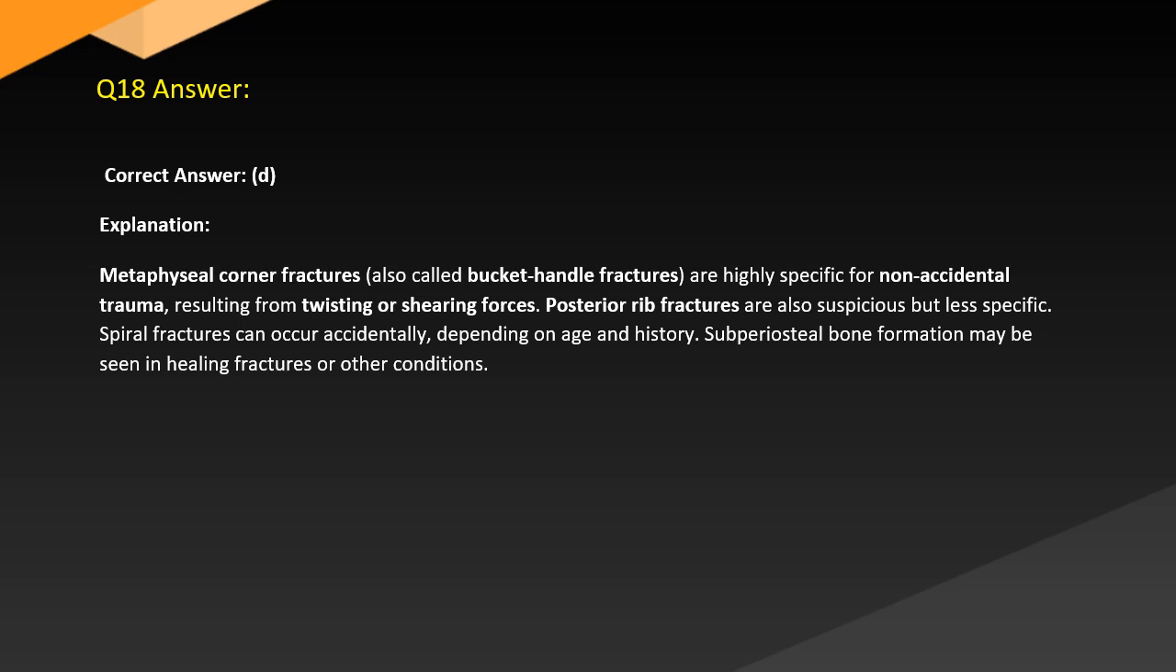Answer. Correct answer D. Explanation. Metaphyseal corner fractures, also called bucket handle fractures, are highly specific for non-accidental trauma resulting from twisting or shearing forces. Posterior rib fractures are also suspicious but less specific. Spiral fractures can occur accidentally depending on age and history. Subperiosteal new bone formation may be seen in healing fractures or other conditions.